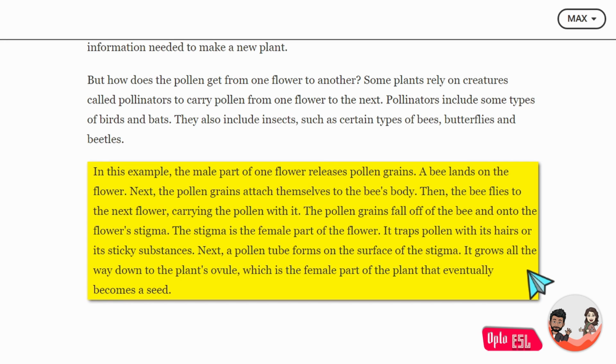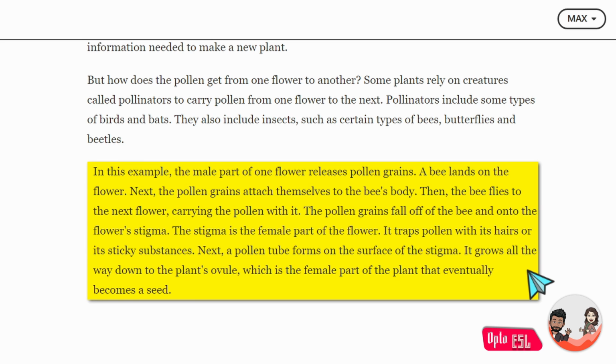Last paragraph. In this example, the male part of one flower releases pollen grains. A bee lands on the flower. Next, the pollen grains attach themselves to the bee's body. Then the bee flies to the next flower, carrying the pollen with it. The pollen grains fall off the bee and onto the flower stigma. The stigma is the female part of the flower. It traps the pollen with its hairs or its sticky substances.